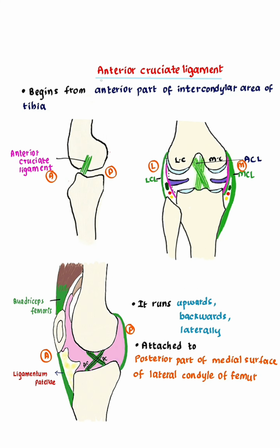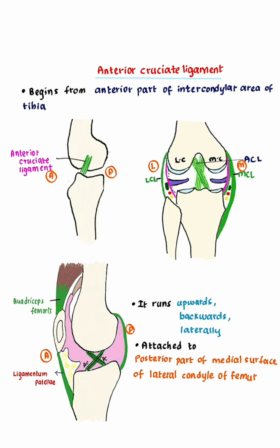Now let's see about anterior and posterior cruciate ligaments. First let's see anterior cruciate ligament. Anterior cruciate ligament is attached to the anterior part of tibia. It begins from anterior part of intercondylar area of tibia. You can see it is beginning from anterior part of intercondylar area of tibia.